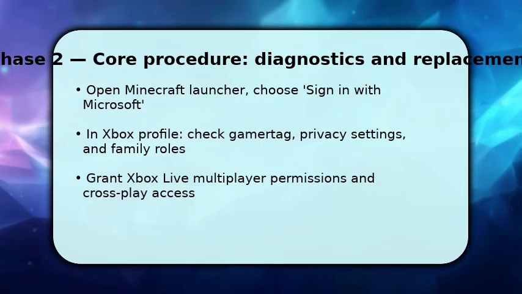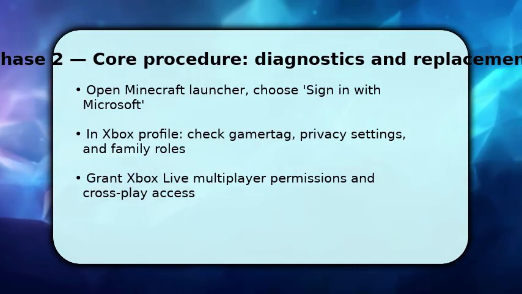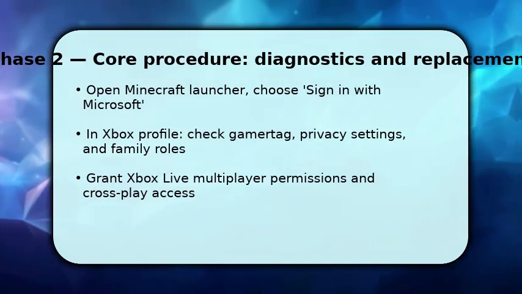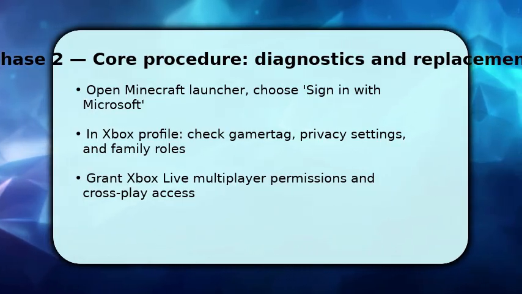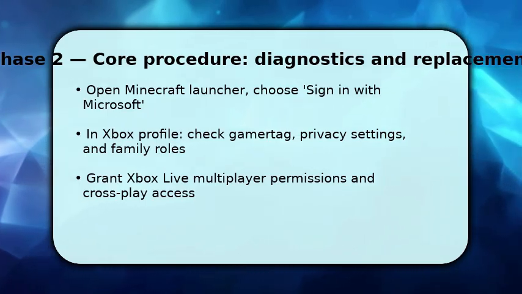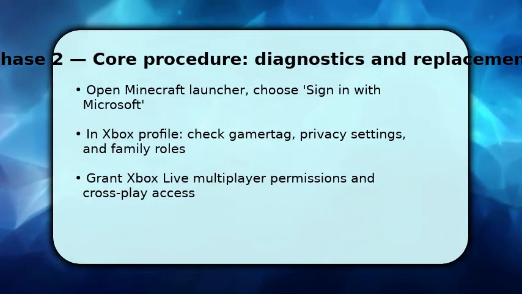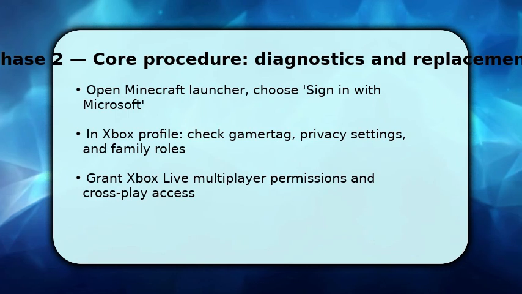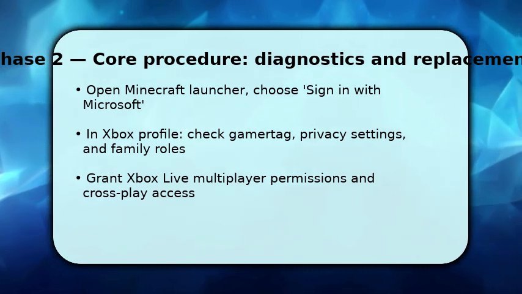After signing in, open your Xbox profile and verify your gamertag, privacy, and online safety settings, because blocked communication or multiplayer settings will silently stop connections. If the account is under a family group, adjust the parent/guardian permissions to allow multiplayer and content access. Finally, grant Xbox Live permissions and crossplay so other platforms can join your sessions without rejection.